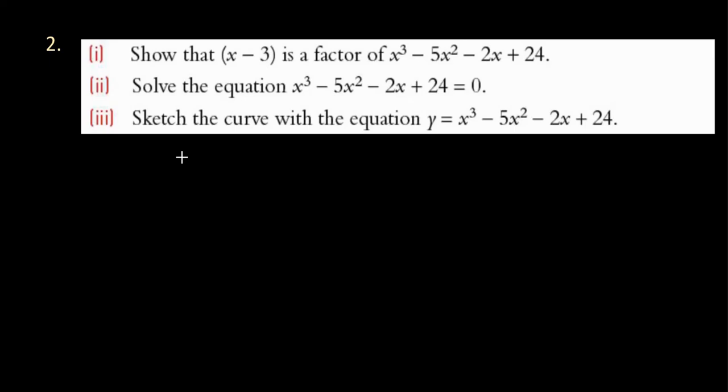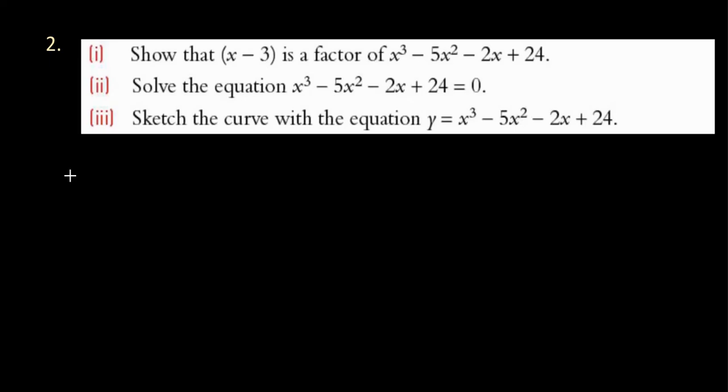Let us take the second question. In the first part, we have to show x minus 3 is a factor of x cube minus 5x square minus 2x plus 24. It's very simple: using the factor theorem, if I have to say that x minus 3 is a factor, that means by putting x equal to 3, I should get the value of the polynomial as 0.